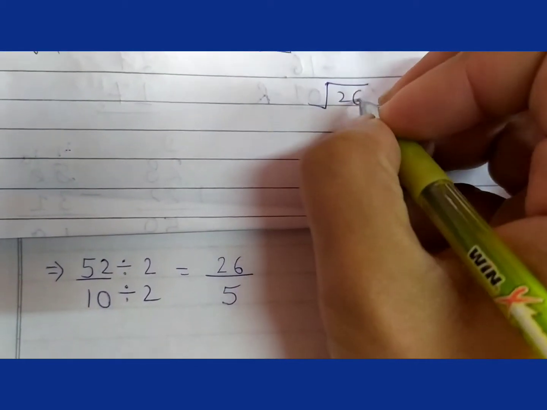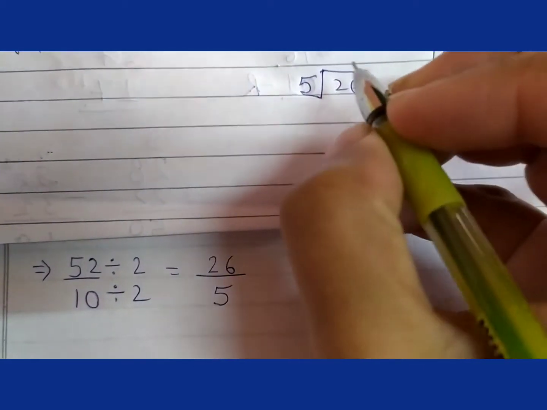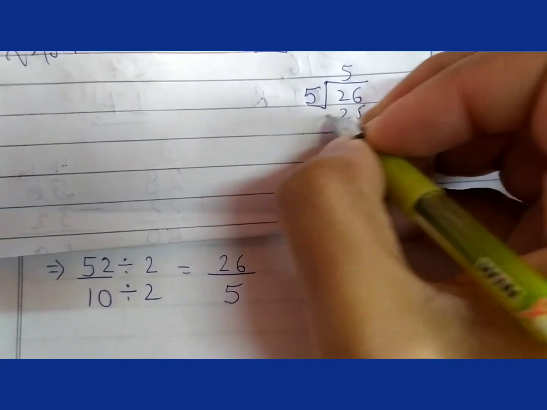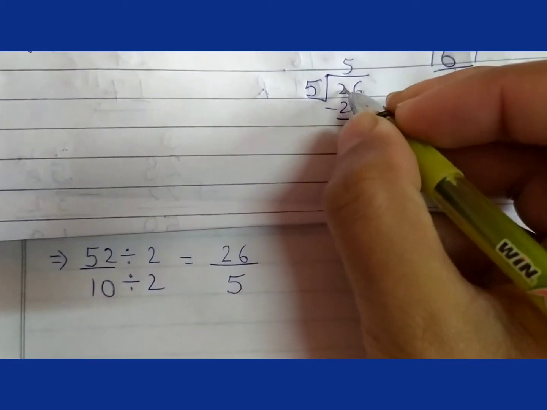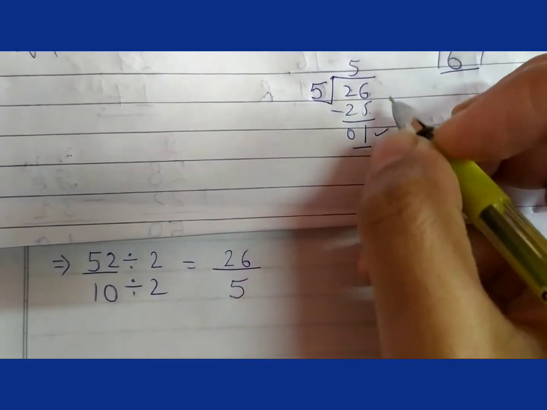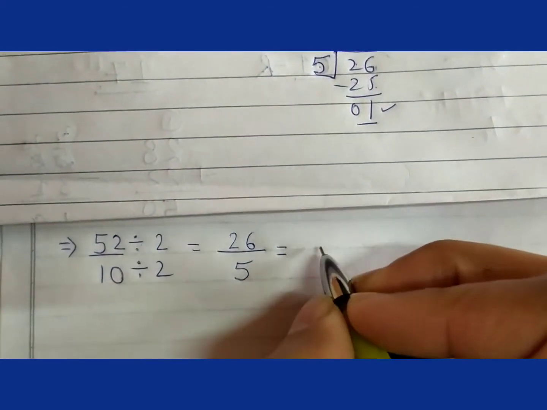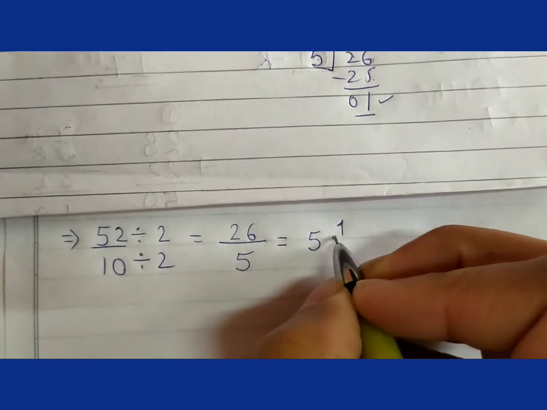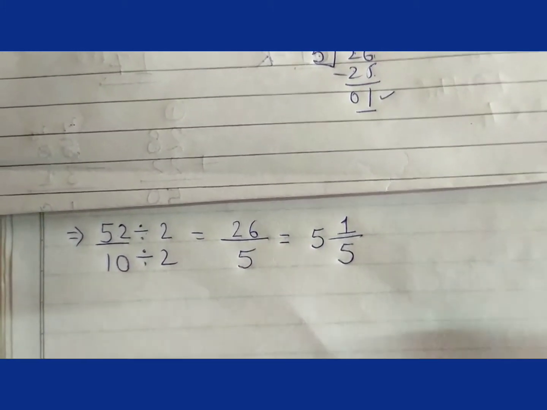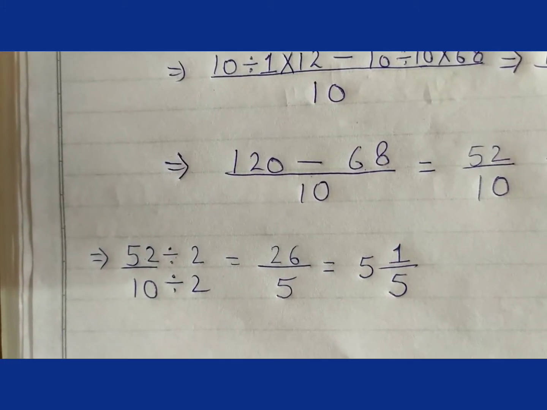That is, 26 divided by 5. 5 5s are 25. 6 minus 5, 1. 2 minus 2 equal to 0. 1 is the remainder, 5 is the quotient, this 5 is the divisor. Write in mixed number 5 1 upon 5. This is the answer. Okay.